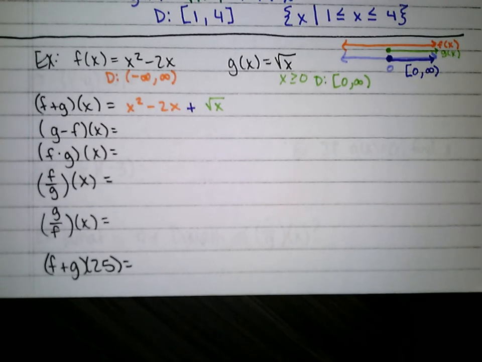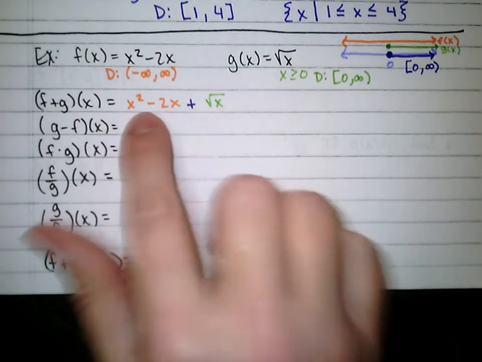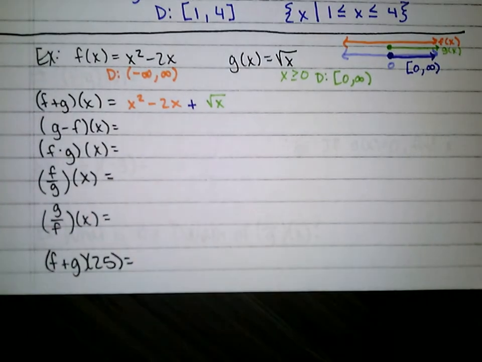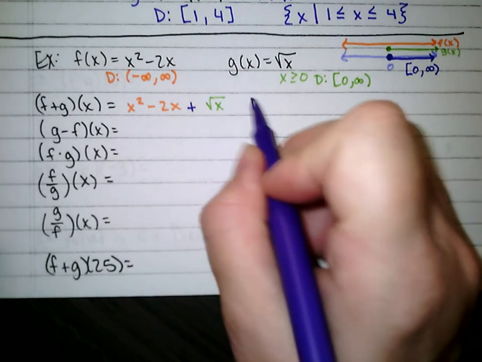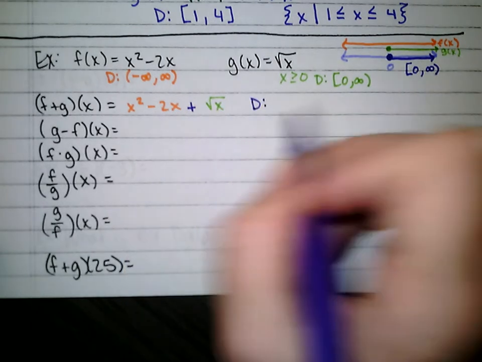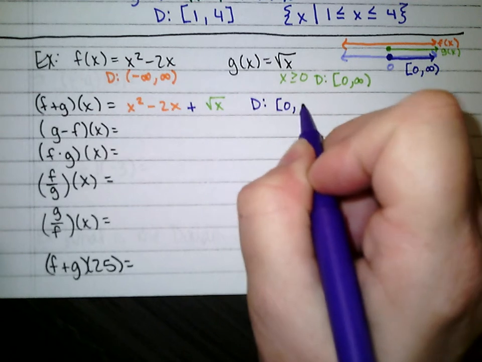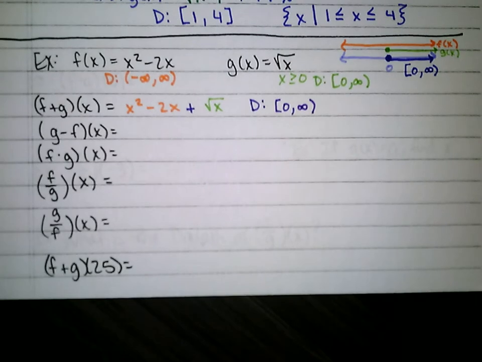Nothing can be combined within these two functions. So that's all I'm going to have for my function. And then the domain, I've added no new restrictions. So I'm just working with the combined domain of 0 to infinity, including 0.